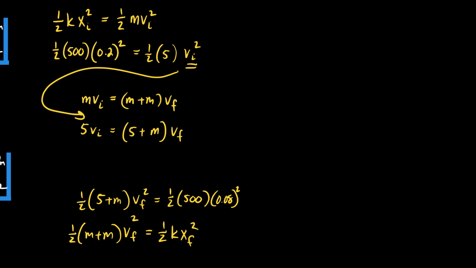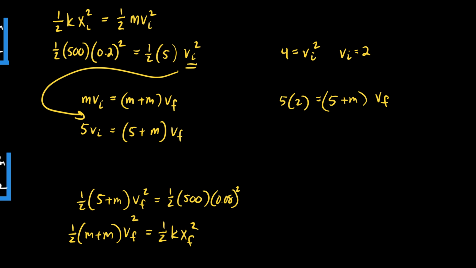But that'll be 10 times 2, which is 20, divided by 5, which is 4. So 4 equals VI squared. So VI must equal 2. I have the initial velocity. We all good? Just doing arithmetic. But that means when I use that VI, I will have 5 times 2 equals 5 plus M times VF. All righty. Good to keep going?